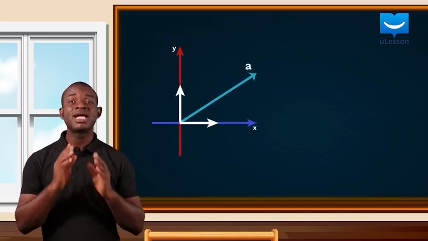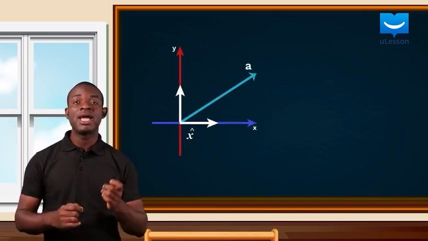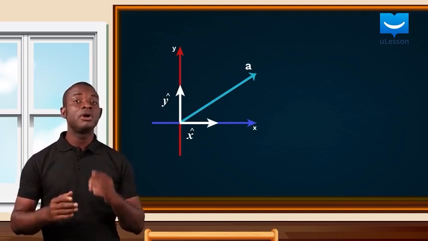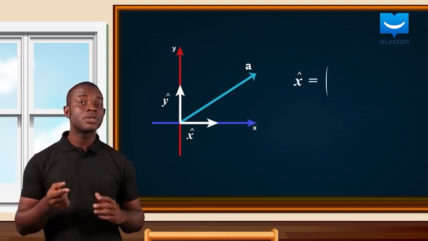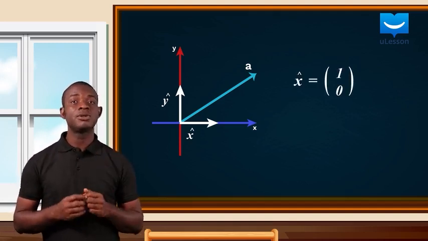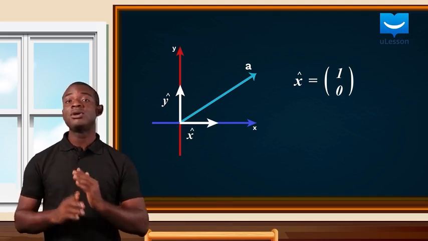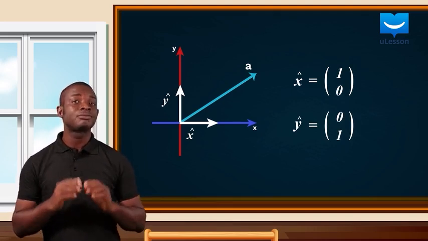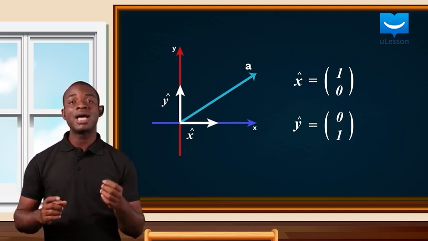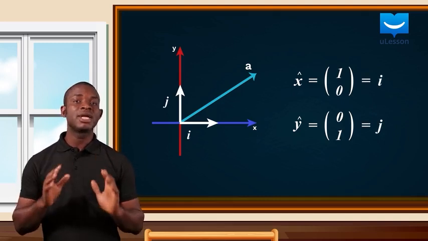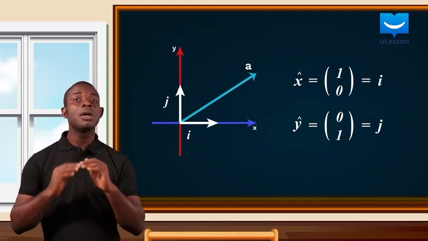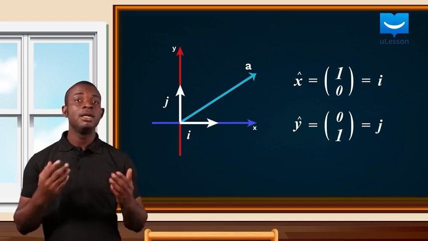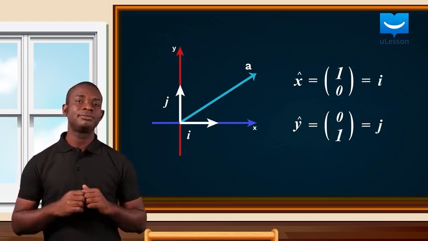There are unit vectors that lie in the positive directions of both x and y axes respectively. The unit vector in the direction of the x-axis is written as (1, 0), and the unit vector in the direction of the y-axis is written as (0, 1). The unit vectors for the x and y-axis are denoted by i and j respectively. They are also called base vectors. Since the unit vector has a magnitude of 1, the length of the vector is always 1.